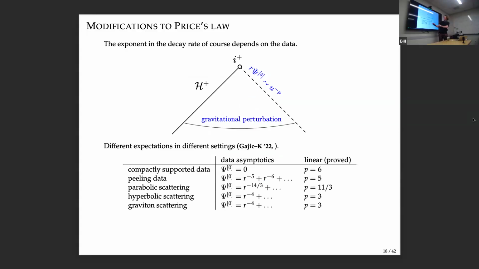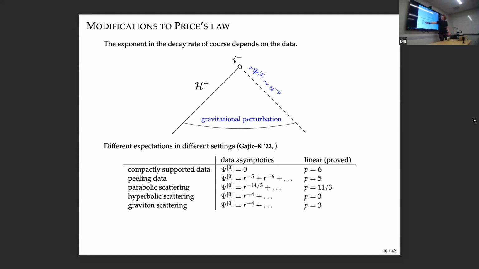The theorem that I just presented to you is if you have compactly supported data or for linearized gravity, then at late times you will get that RPC4 decays like u to the minus 6. If you have data that are not compactly supported anymore, but still satisfy peeling, then you will get one power slower at late times. But now if you have data that are informed by these constructions in the infinite past, you will get much slower decay.